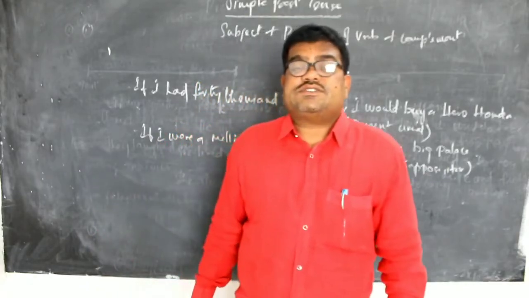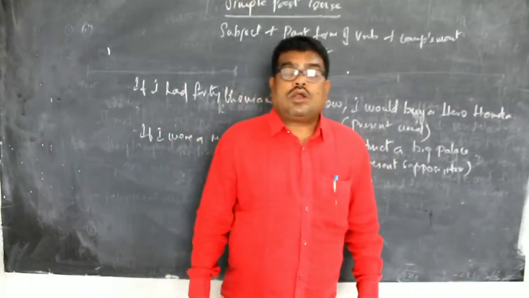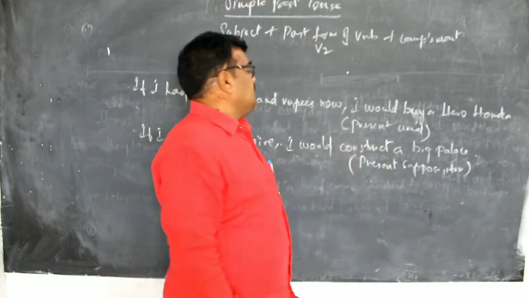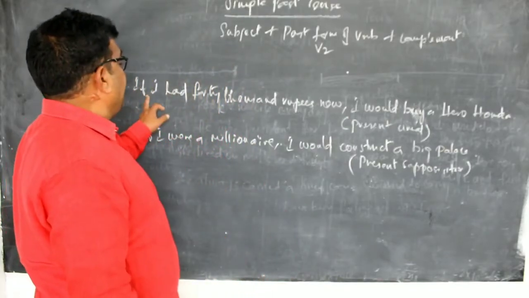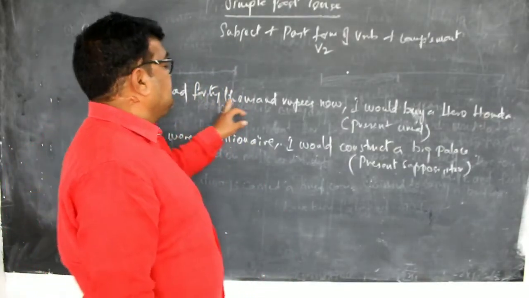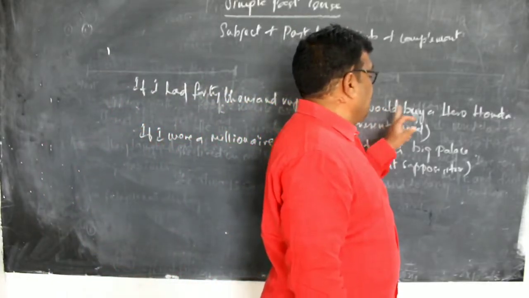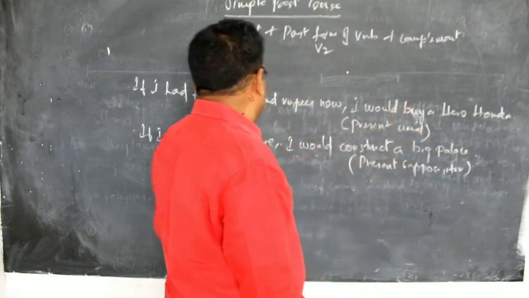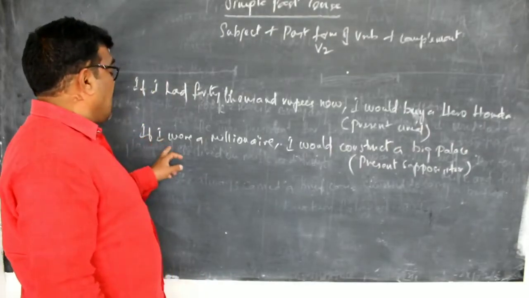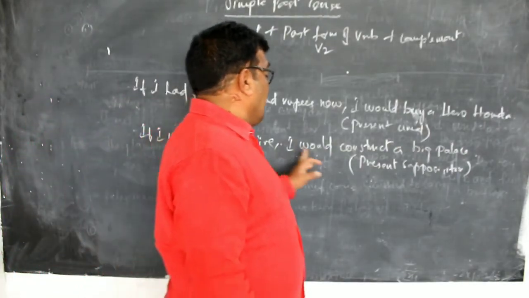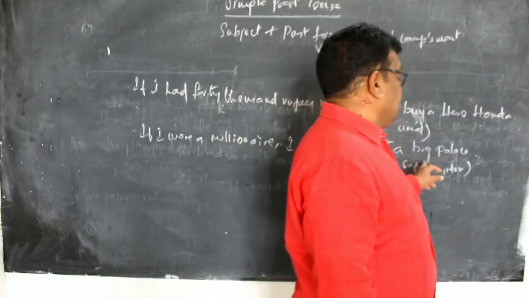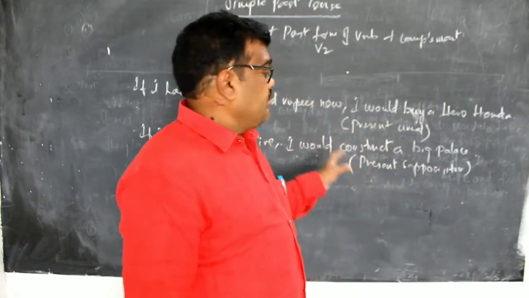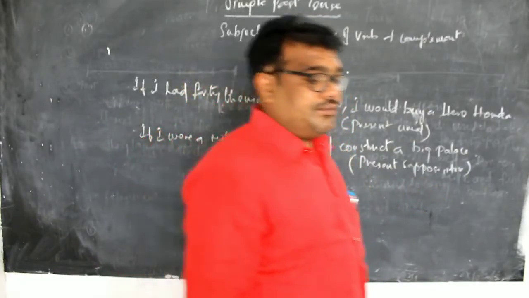The simple past tense is sometimes used to talk about the present or future, especially in conditional clauses. Example, if I had 40,000 rupees now, I would buy a Hero Honda. This is present and real. Another example, if I were a millionaire, I would construct a big palace. This is also a supposition, an unreal, improbable condition. Write down.